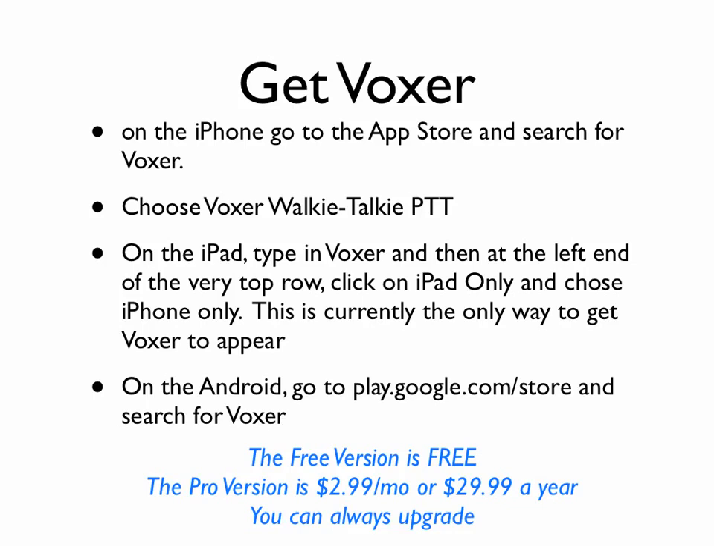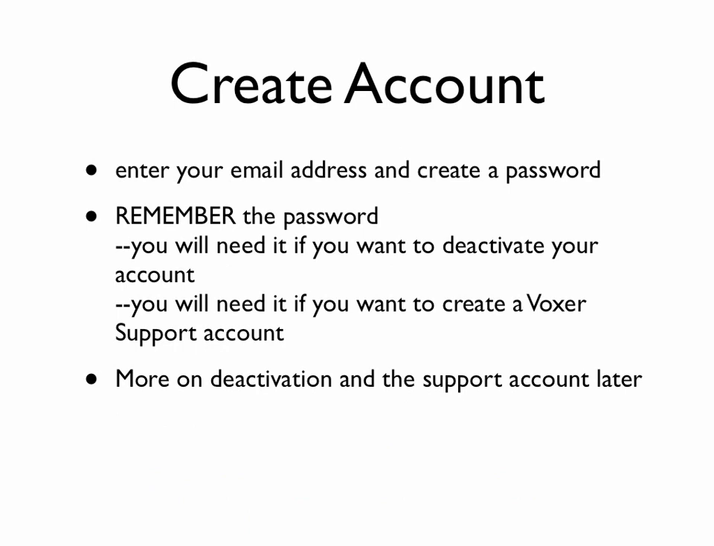On the Android, it's simple. Go to Play.Google.com/store, search for Voxer. There are two versions. One is free, which is free. The other is the Pro version, $3 a month or $29.99 a year, and you can always upgrade from the free to the Pro.